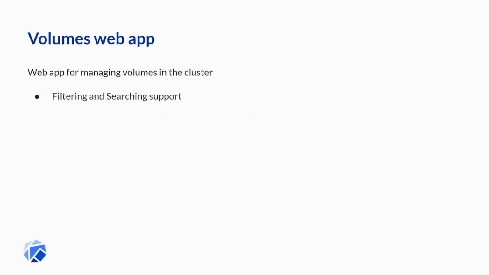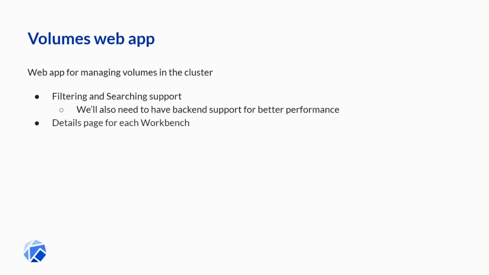Then for the volumes web app, which is the web app we have for managing the volumes, we want to have some of the common improvements for all of the web apps, like filtering and searching. Again, we will need some more support from the backends. We would like to have a dedicated details page for each volume. And again, after clicking on the links for each volume, you can also navigate to the pages that this volume is being consumed from, whether this is a pipeline or a notebook. And lastly, there are the links between all the web apps that I just covered.